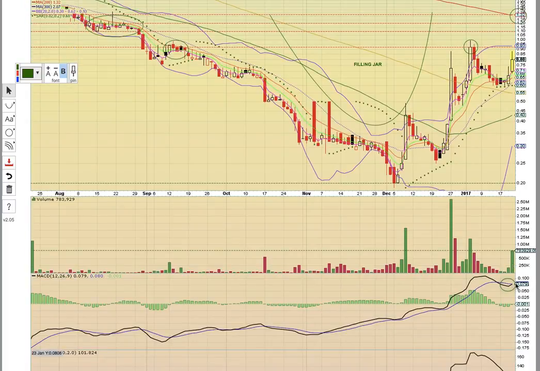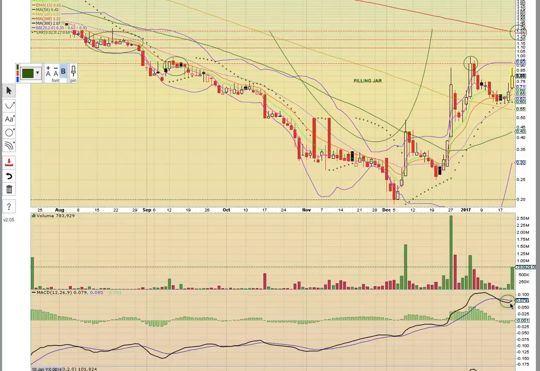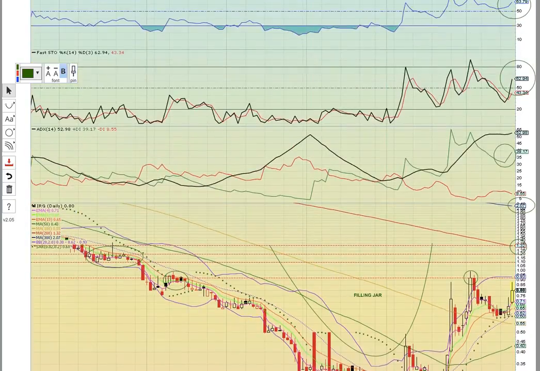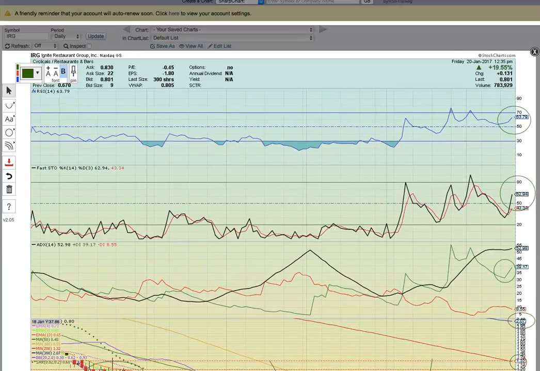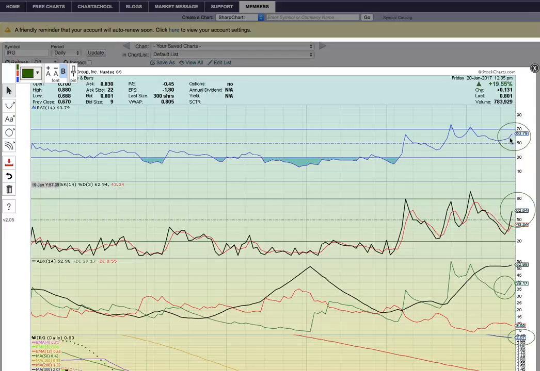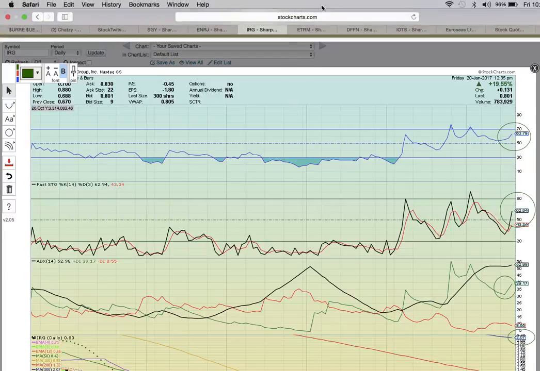Look at MACD. It's setting up for a bullish crossover, so bulls want to see that crossover to signal more upside. There's a nice uptick on plus DI, and then Fasto and RSI are in the bull zone, and they both have room to run. So this looks like it could push higher.